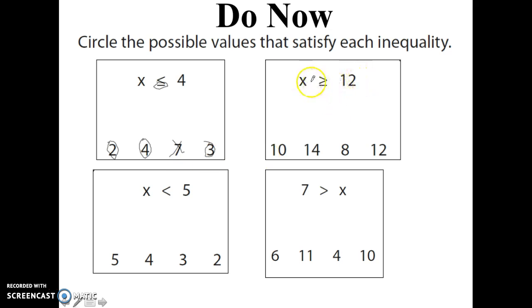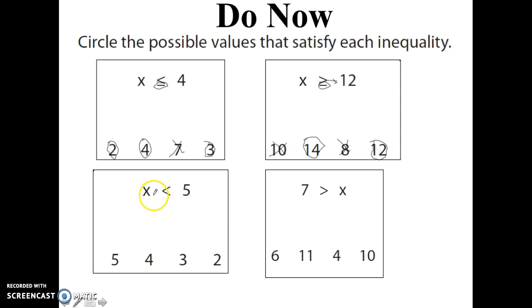In this next one, we have x is greater than or equal to 12, which means, again, that we can include the number 12. Reminder, this arrow is seemingly pointing to the smaller number, so 12 is smaller. So 12 must be smaller, x must be bigger, which means that 8 and 10 are not included. Therefore, 12 and 14 are.